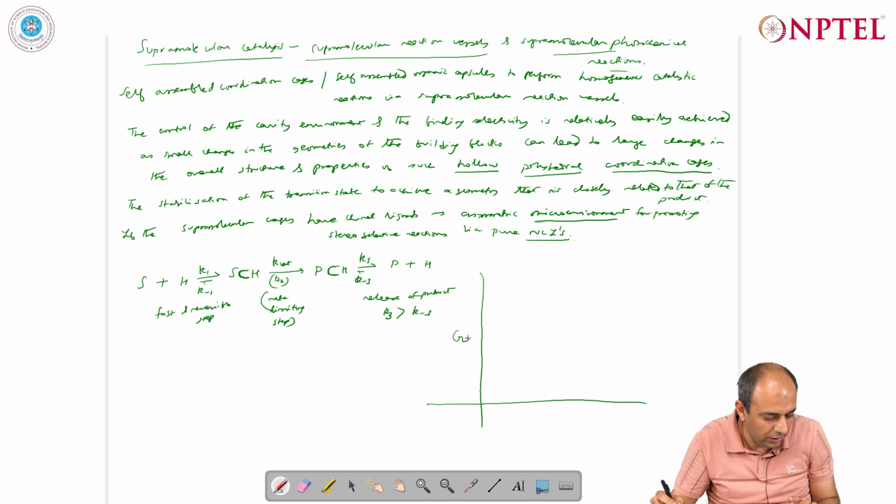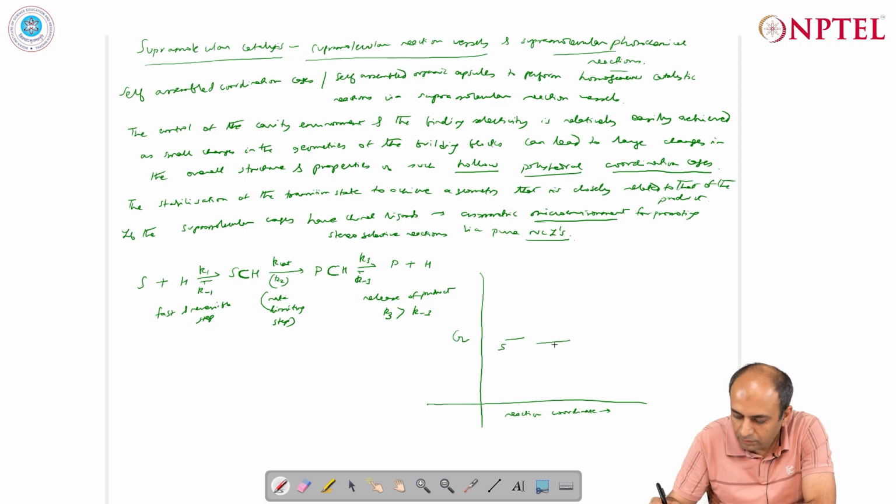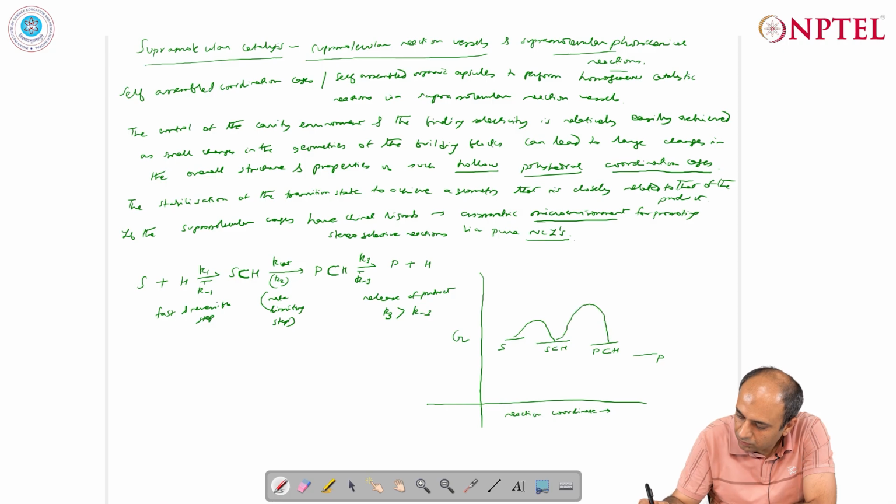the Gibbs free energy G as a function of the reaction coordinate, where we can show that we have got the substrate, then we have got the substrate inside the host, then we have got the product inside the host, and finally we have got the product, and this takes place by a series of steps to give you the final reaction product. And this is the catalysis step. So, this is a transition state which is catalyzed.